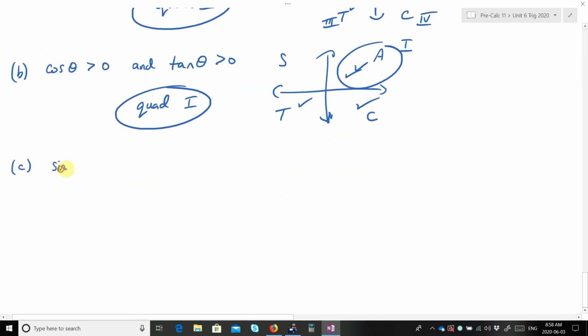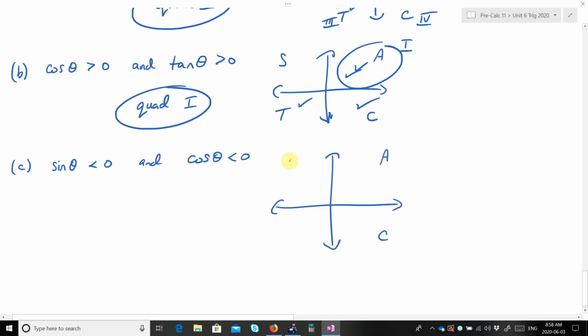Letter C, sine theta is less than 0, so negative, and cos theta is less than 0, so negative. So a quadrant where both sine and cos are negative. Cast. Sine is negative here and here, and cos is negative here and here. So it's that one, which is quadrant 1, 2, 3, and 4. Quadrant 3 is our answer.